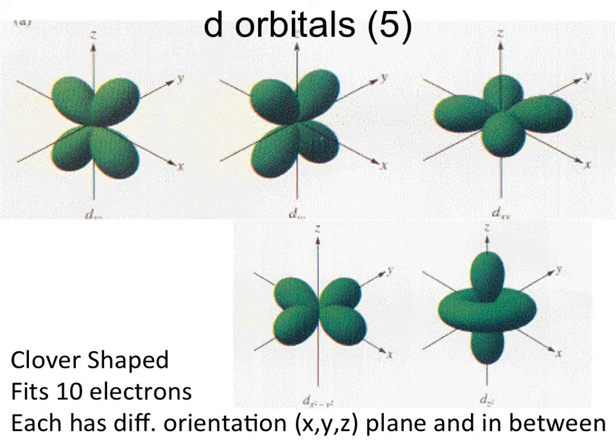D orbitals are generally clover shape, although we have one over here that has a dumbbell slash donut shape going on. Basically, d orbitals, there's 5 of them. They fit a total of 2 electrons each for a total of 10 electrons for all 5 d orbitals.